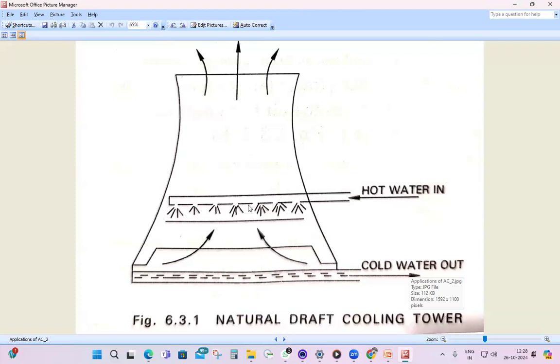The water which is being sprayed onto this air gets cooled. That means there is a transfer of heat between the water and the air, so that the air will become hot and less dense, and it will move up like this, and finally it reaches the atmosphere. As the water has given its heat to the air, it will become cool, and finally that cold water is collected here and it can be once again reused in the condenser. Here the circulation of air is taking place due to the density difference. That's why this is a natural draft cooling tower.